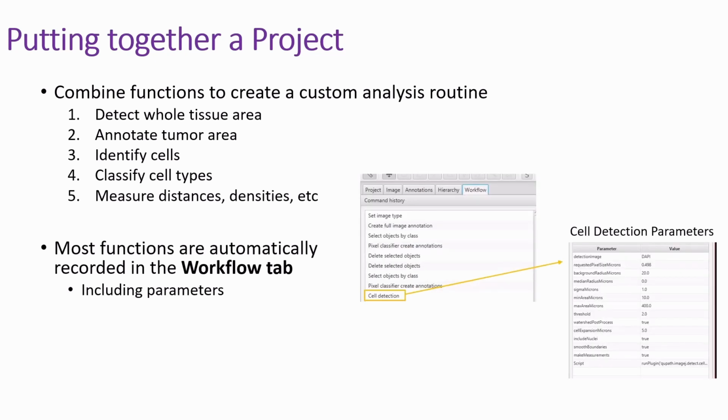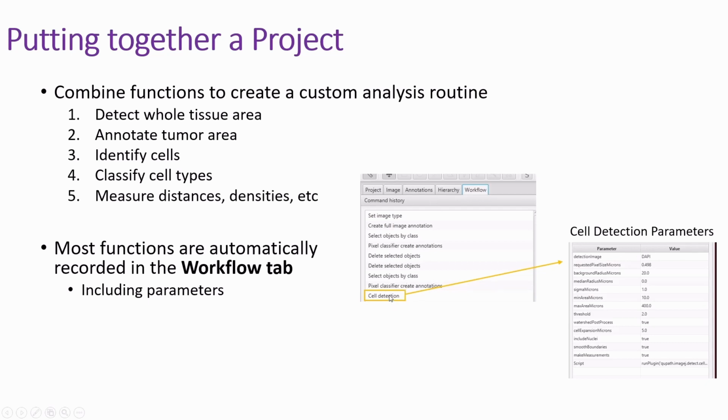And what's really great is that QuPath has this workflow tab where most of the functions that you're doing are automatically recorded. So in this example, I created a full image annotation around the entire square image. And then I used a pixel classifier to find the tumors. I deleted them because I wasn't happy with how it came out. QuPath didn't record as I was doing more annotations to train the classifier better. But then I created annotations again. This time I was happy with it, and then detected cells inside those annotations.